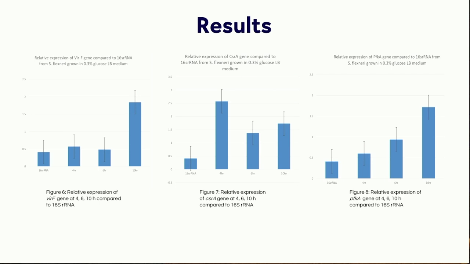And so we've got 4, 6, and 10 hours for each of these genes, and at 10 hours, all 3 of the genes assayed were upregulated at least 3-fold, which, as each of these genes is important for glucose utilization, as you upregulate these in direct correlation with increased use of glucose, it suggests that these genes are playing a role in glucose consumption.